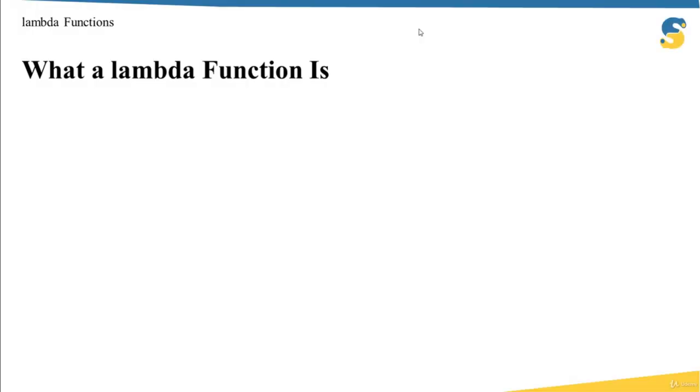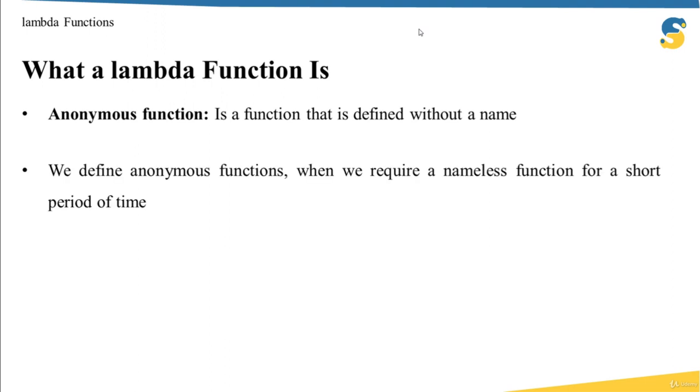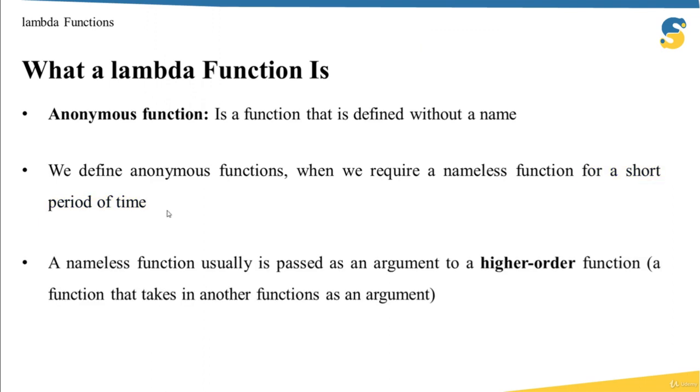Before I start defining what a lambda function is, I want to define an anonymous function. An anonymous function is a function that is defined without a name. I'm sure that right now you ask yourself, why do I need to define a function without a name? And the answer is very simple. Usually we define an anonymous function when we require a nameless function for a short period of time. And this usually happens when you want to pass your function as an argument to a higher order function.